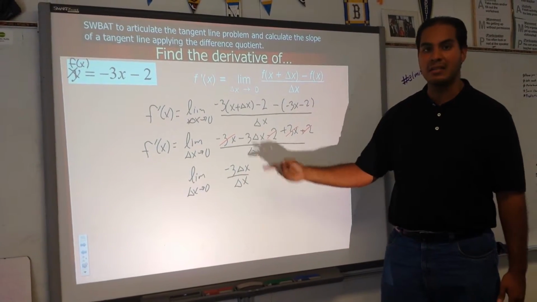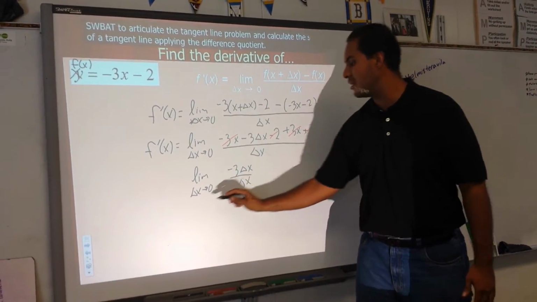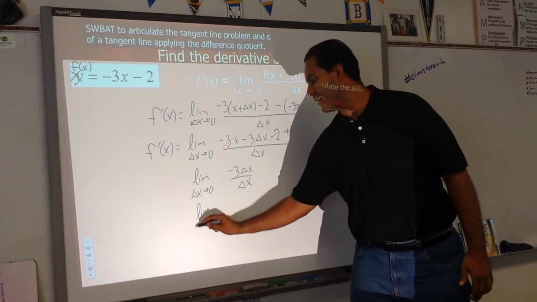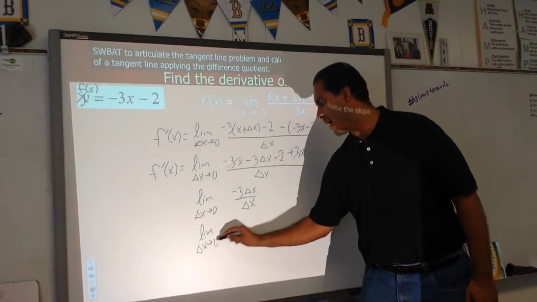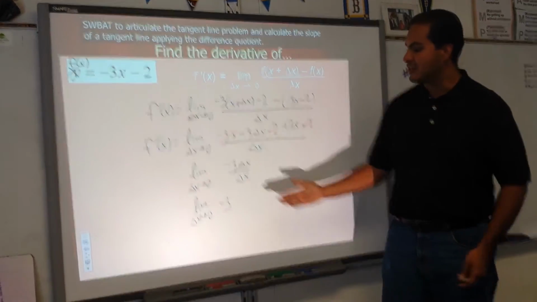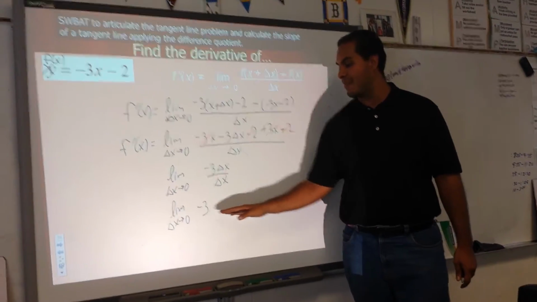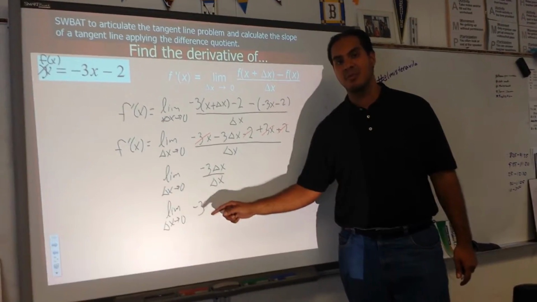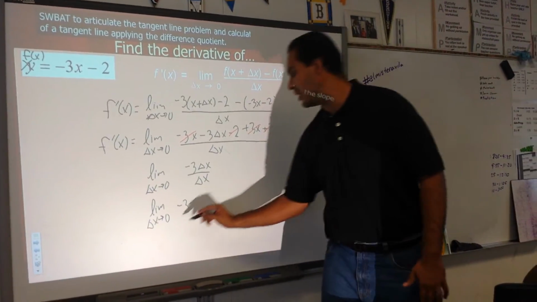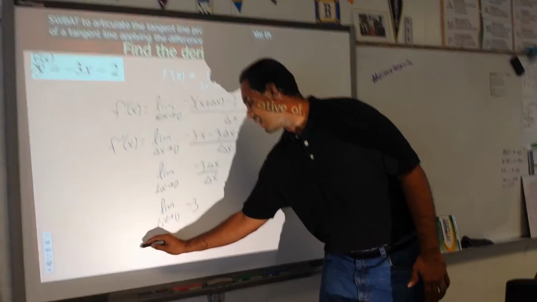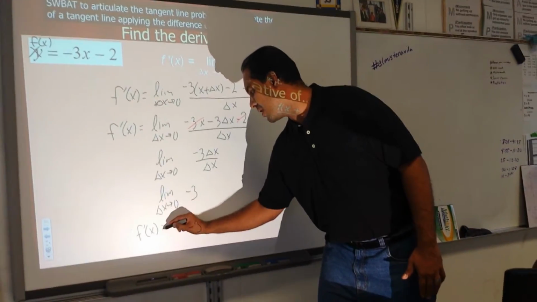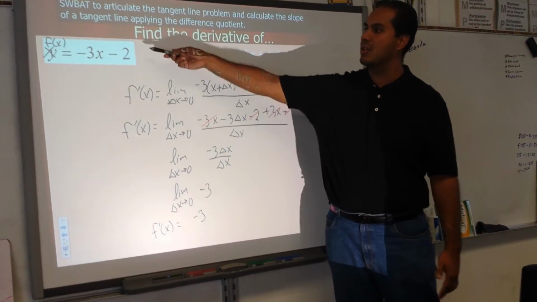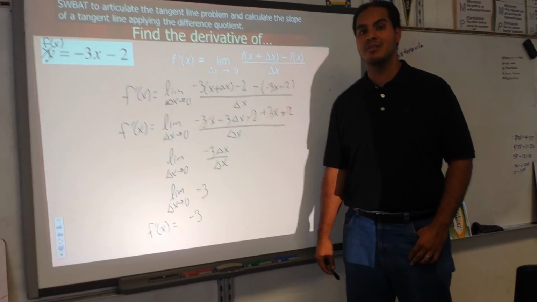We reduce and divide delta x by delta x, which gives us just 1. So we're left with the limit as delta x approaches 0 of negative 3. Now since there is no more delta x here and I apply my direct substitution, my limit as delta x approaches 0 of negative 3 is just going to end up being negative 3. And in this case, the negative 3 represents the derivative of the function f of x equals negative 3x minus 2.